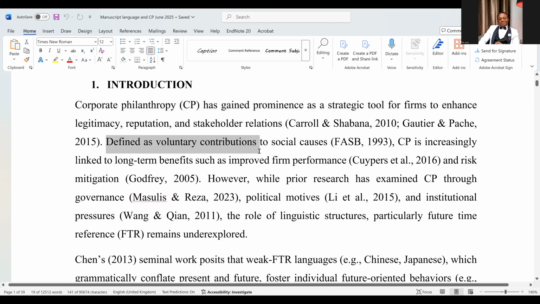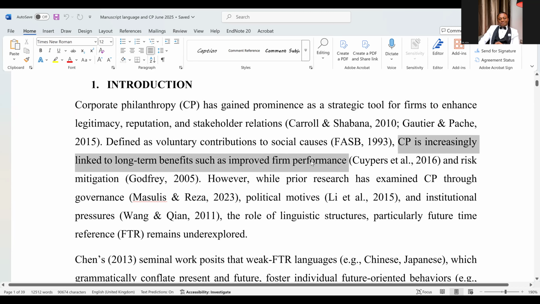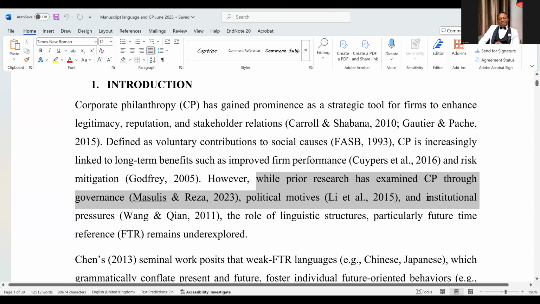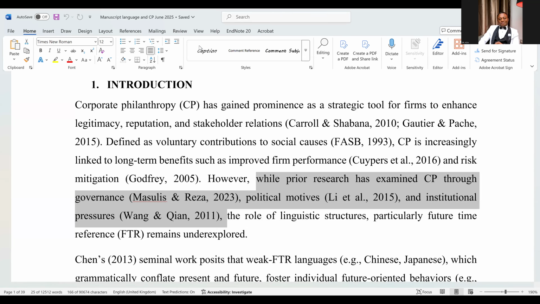Defined as voluntary contributions to social issues, we have cited a paper. Corporate philanthropy, the acronym for which is CP, is increasingly linked to long-term benefits, such as improved performance. And we have cited that. Then risk mitigation, we have cited that. However, the next sentence: while prior research has examined corporate philanthropy through governance, cited, political motives, cited, and institutional pressures, cited. The role... yes, Amanda.